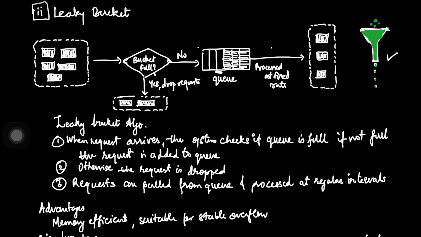So now, how does it work? The logic is very structured. When a request arrives, the system first checks whether our internal queue is full or not. If there is space, the request is added into the queue, as you can see over here. If it is not, then the request is dropped. This is the leak: requests are pulled from the front of the queue and processed at regular fixed intervals, as you can see over here, at a fixed rate, regardless of how many requests are waiting in our queue. So there is a fixed rate which is always there in this leaky bucket algorithm.